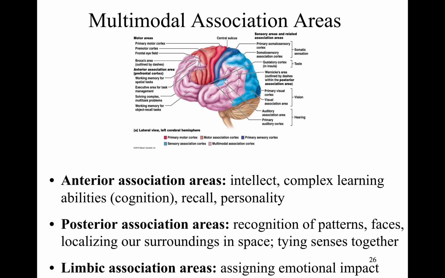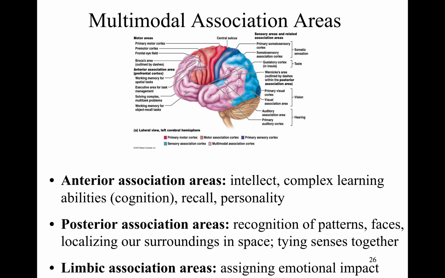Our posterior association areas are going to function for recognition of patterns and faces, as well as localizing our surroundings in space. So our posterior association areas are trying to really tie all of our senses together and then make sense of all that sensory information.